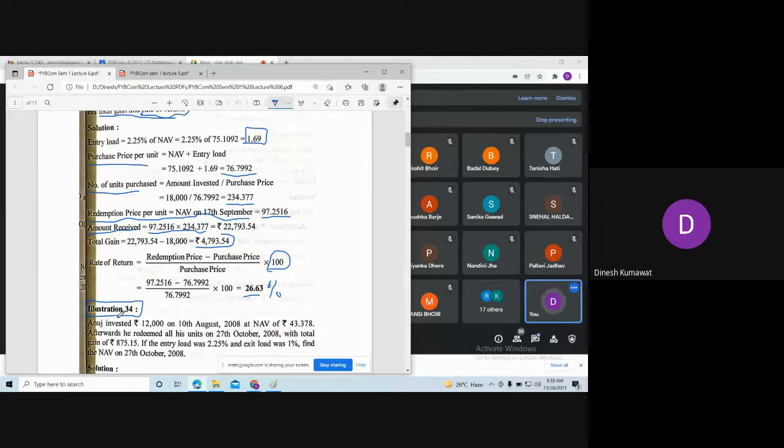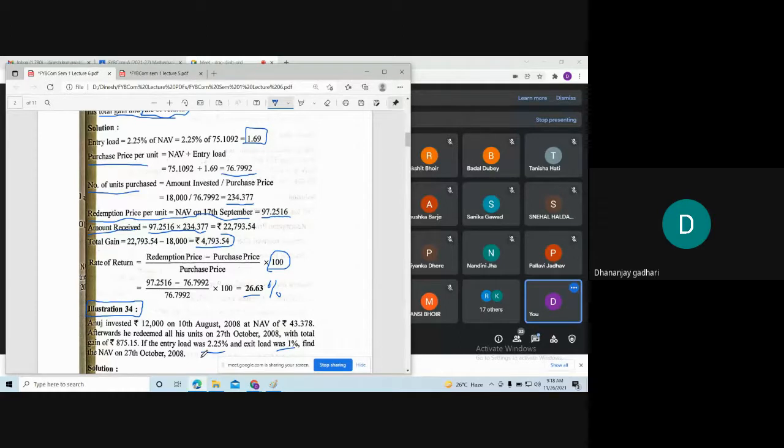So Anuj invested rupees 12,000 on 10th August 2008 at net asset value of rupees 43.378. Afterwards, he redeemed all his units on 27th October 2008 with total gain of rupees 875.15. If the entry load was 2.25% and exit load was 1%, find the net asset value on 27th October 2008. Now tell me, have you understood this problem?